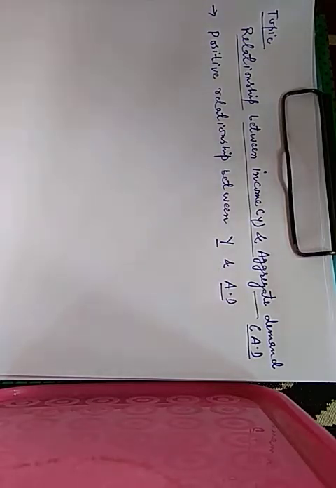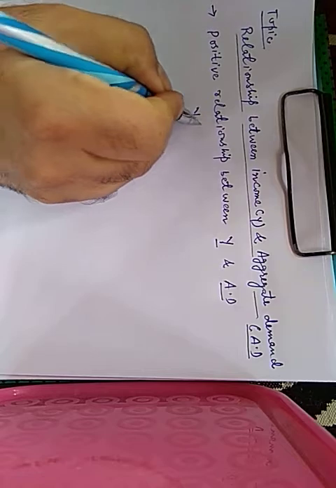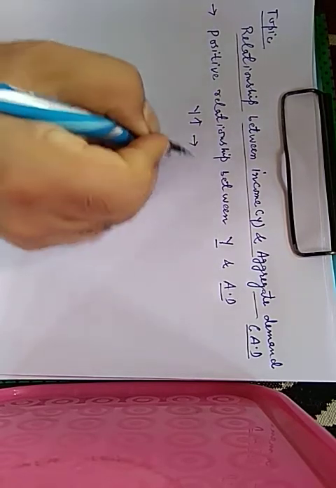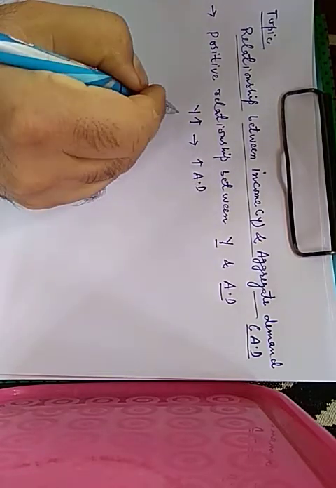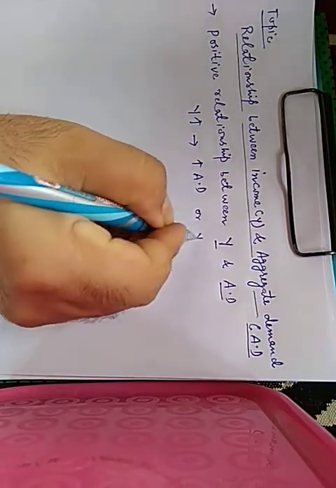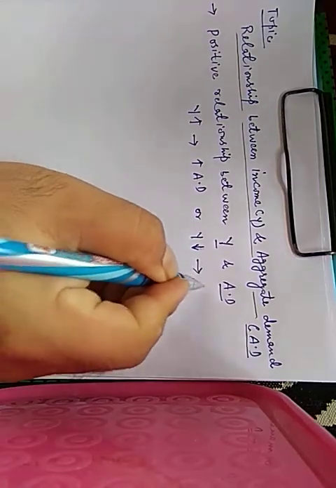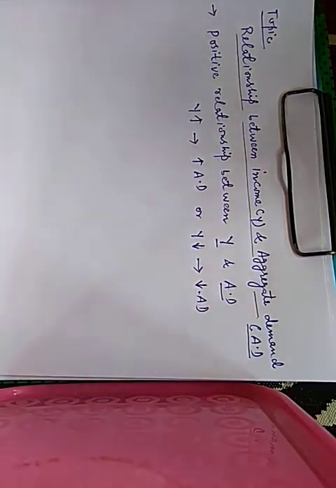It means that when income increases, this arrow shows increase in income, it leads to an increase in aggregate demand. Or when income decreases, this arrow shows decrease in income, it leads to a decrease in aggregate demand. Both are moving in the same direction.